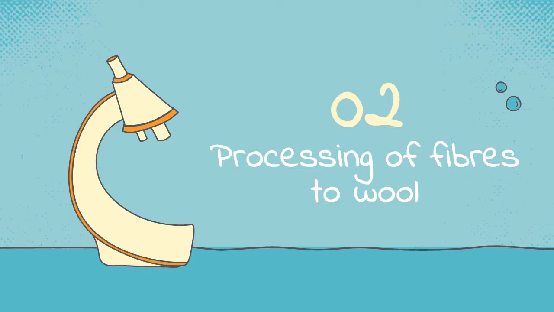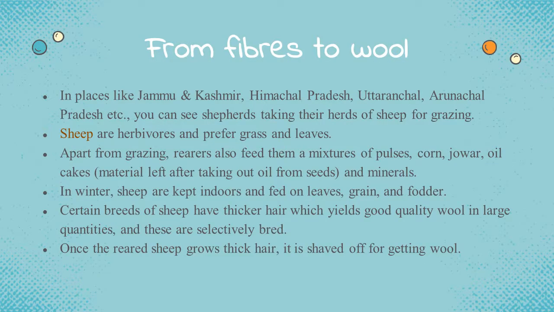Processing of fibers to wool. In places like Jammu and Kashmir, Himachal Pradesh, Uttarakhand, Arunachal Pradesh, etc., you can see shepherds taking their herds of sheep for grazing. Sheep are herbivores and prefer grass and leaves. Apart from grazing, rearers also feed them mixtures of pulses, corn, jowar, oil cakes, and minerals. In winter, sheep are kept indoors and fed on leaves, grain, and fodder.